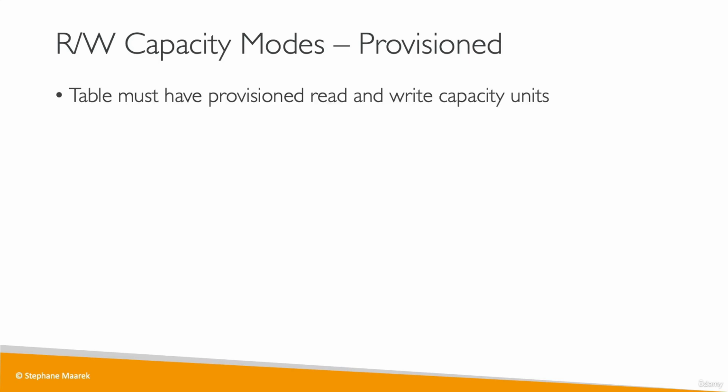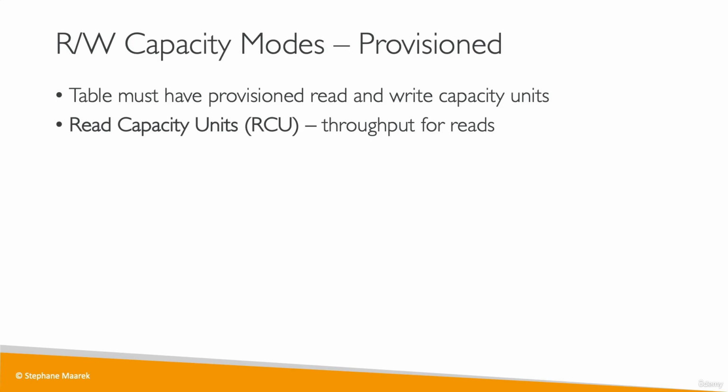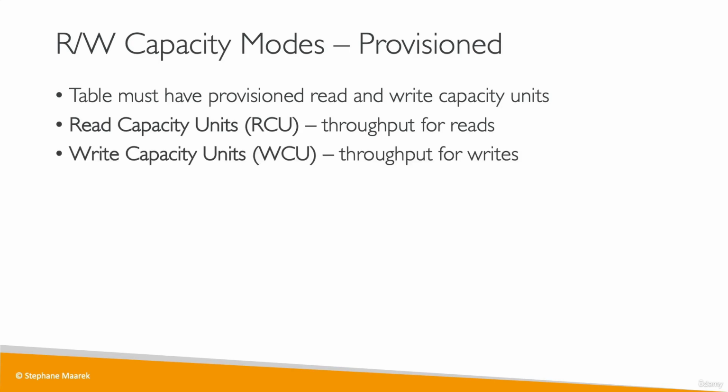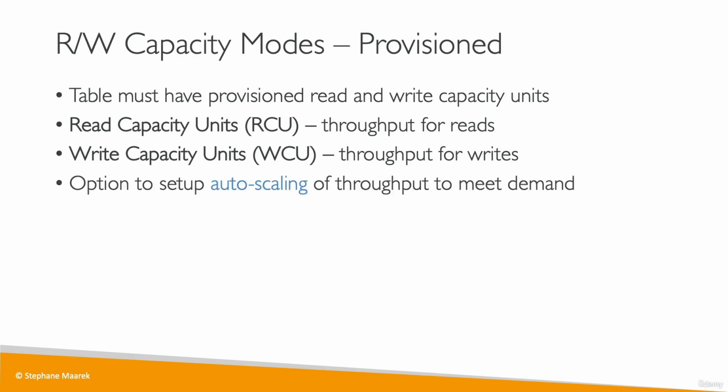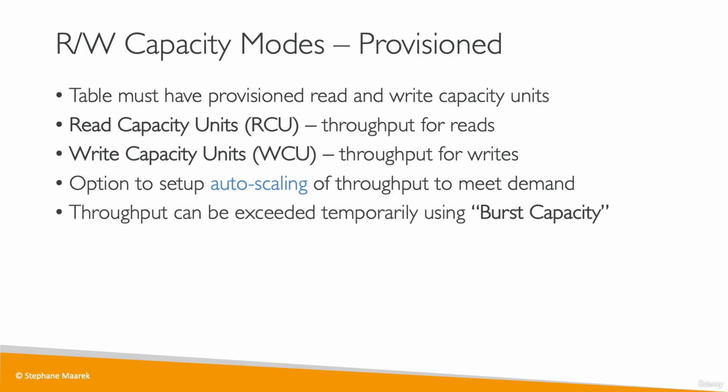So you must provision read and write capacity units, also called RCU, which is the throughput for reads, and WCU, which is the throughput for writes. Now you have the option to set up auto-scaling of throughput to meet demand, so don't think too hard about your RCU and your WCU value. You just say what's your target capacity usage, and DynamoDB will scale those for you.